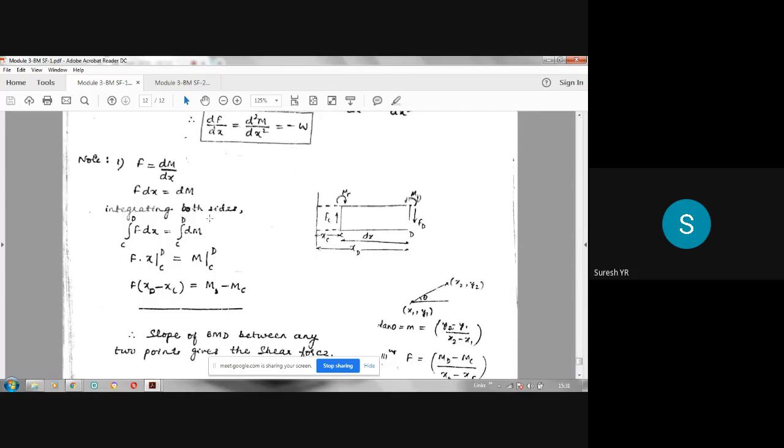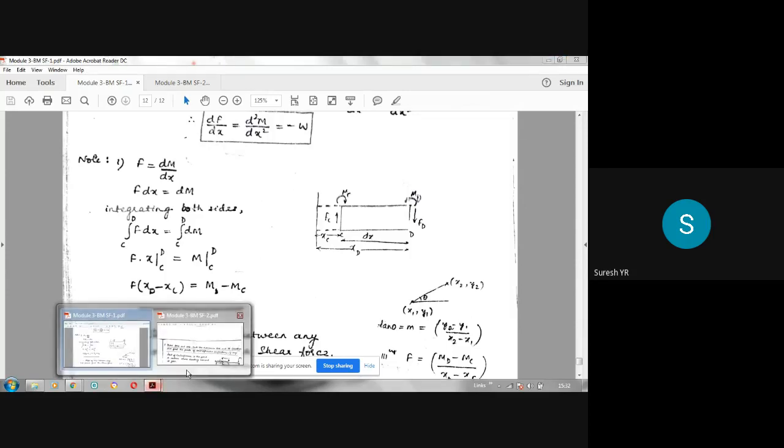Anyway, if you integrate that, you will get the other way. You don't worry about this. So only up to this you can look into. So df by dx is equal to d square m by dx square, and that is nothing but minus w. So that is the relationship between bending moment, shear force, and intensity of load. So it's a very important derivation. So you have to practice.